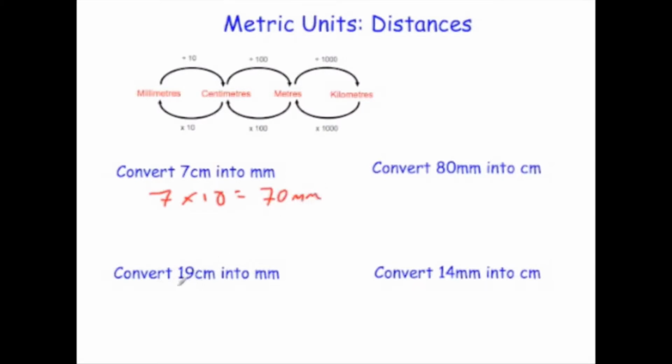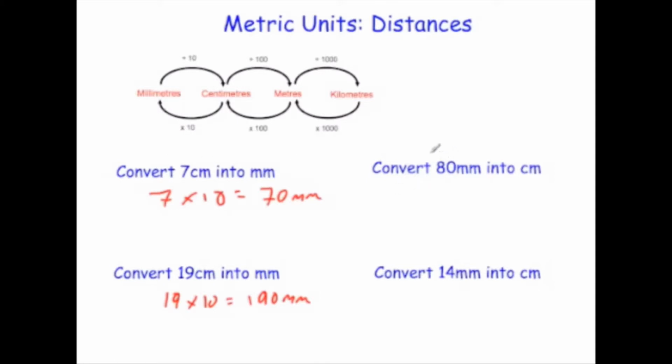Next, convert 19 centimeters into millimeters. So again, to go from centimeters to millimeters, you times by 10. So 19 times 10 is equal to 190. So the answer would be 190 millimeters. So to convert any centimeters measurement into millimeters, you times by 10.